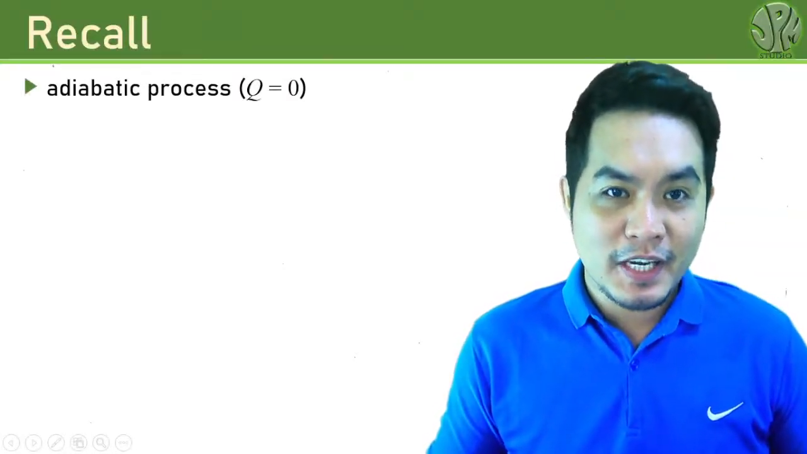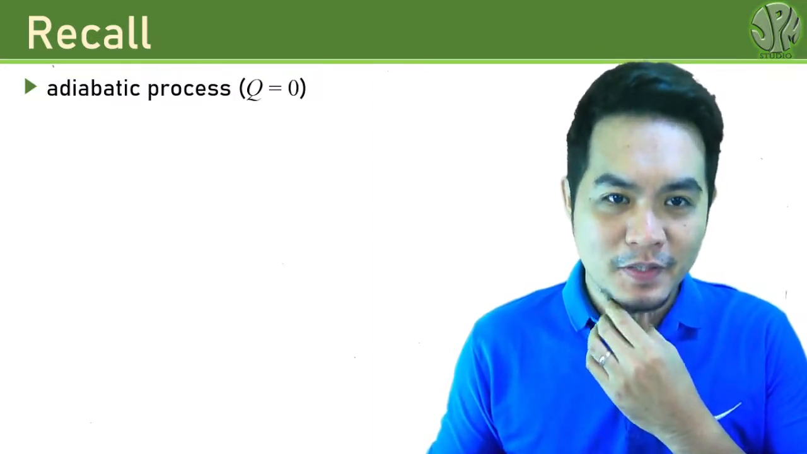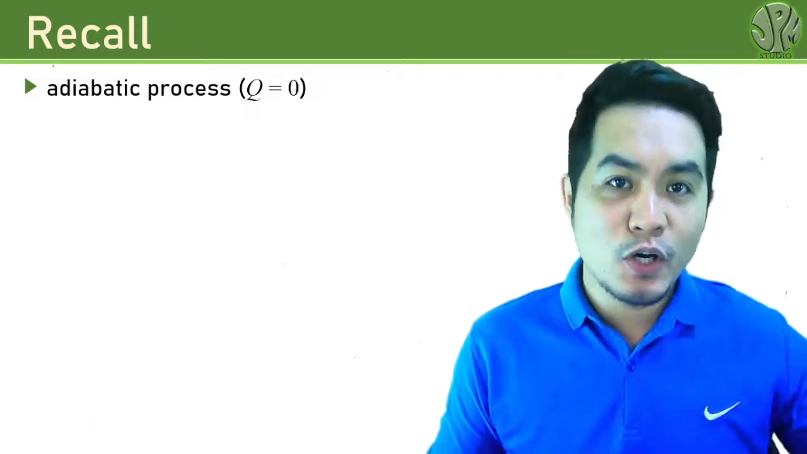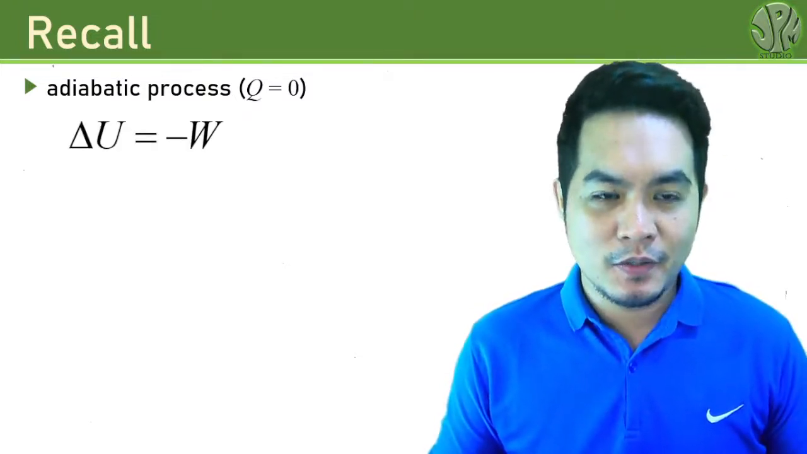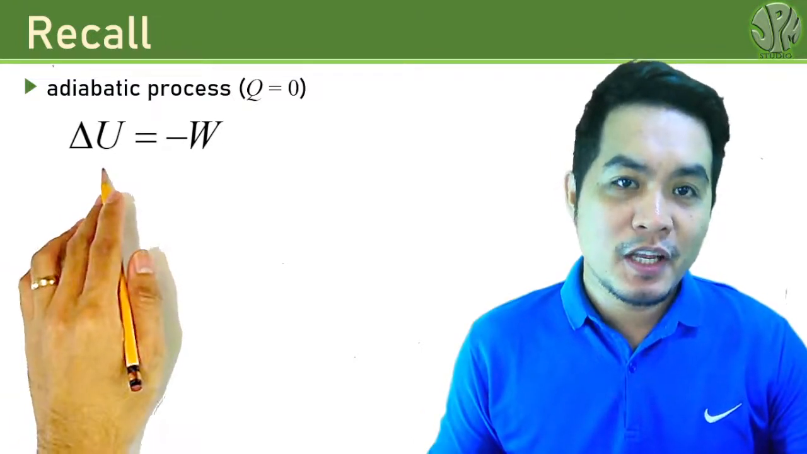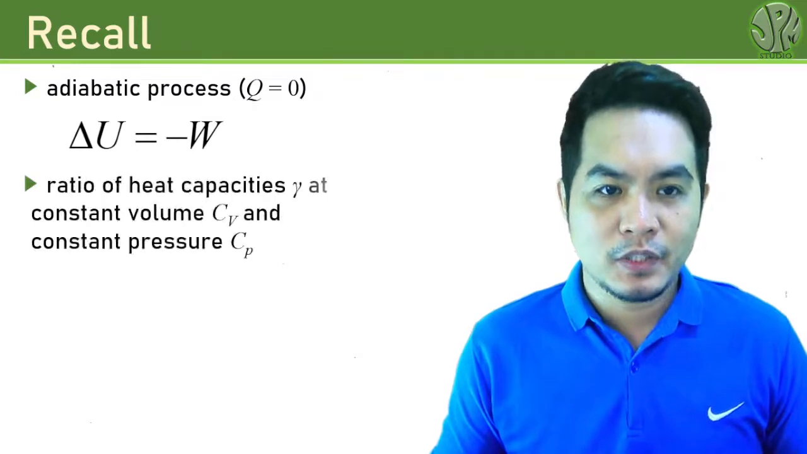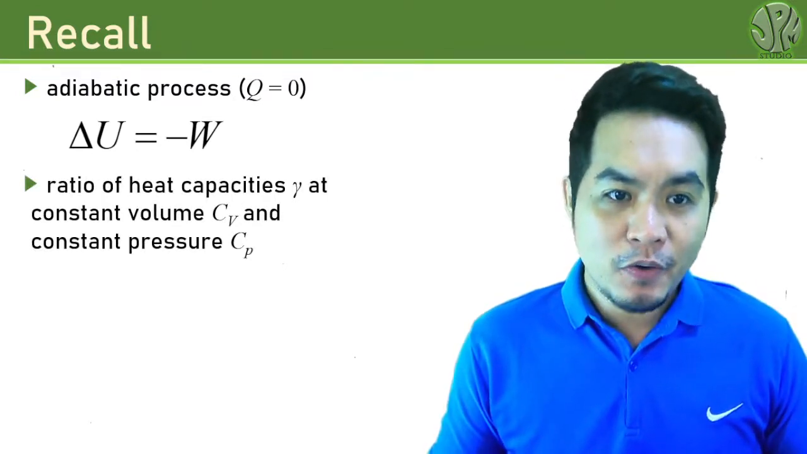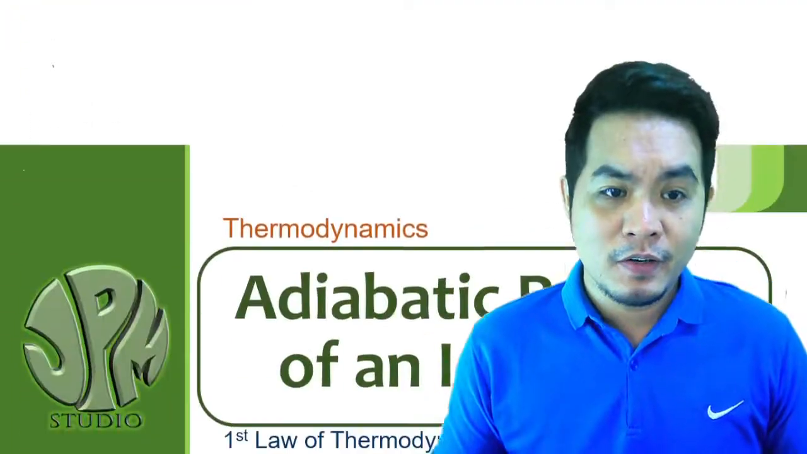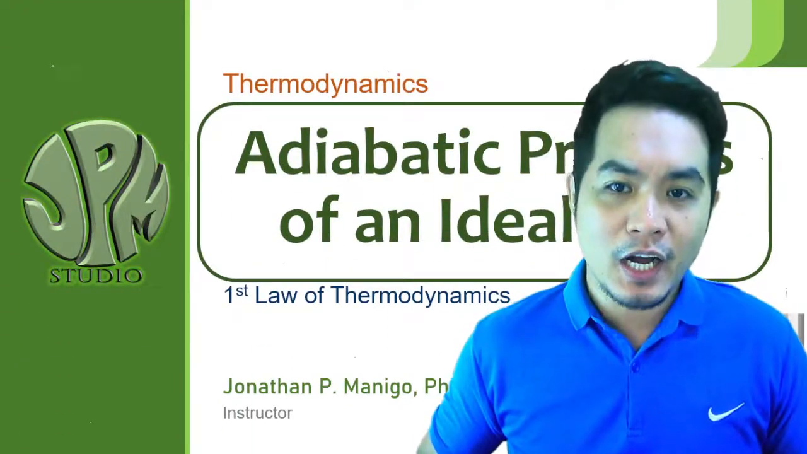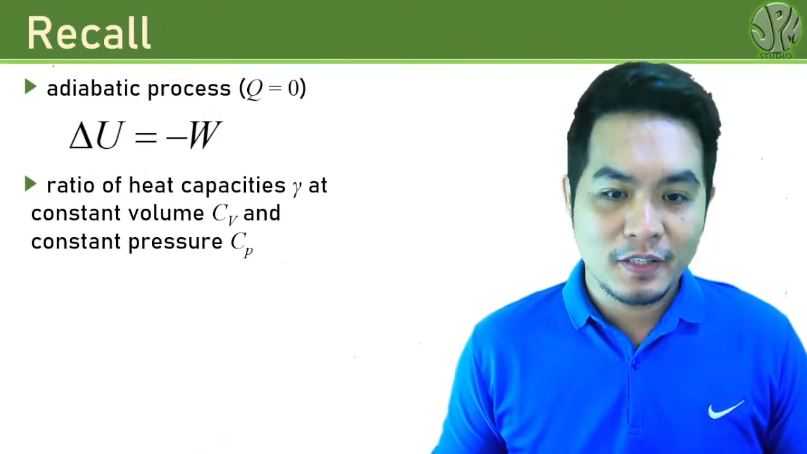We have discussed the adiabatic process in the previous lesson, wherein there is no heat involved in this type of process. So the change in internal energy of the system is just equal to the negative work done by the system. We also discussed the ratio of the heat capacities at constant volume and at constant pressure in the previous lesson, and they are all related by the gas constant R.